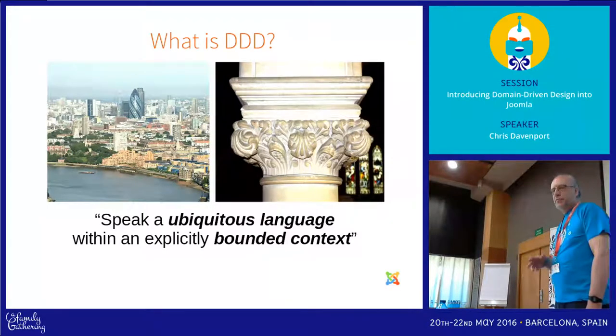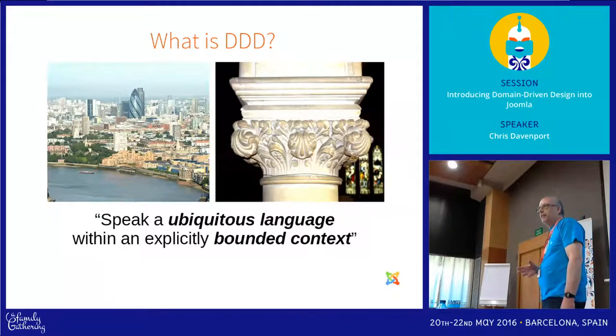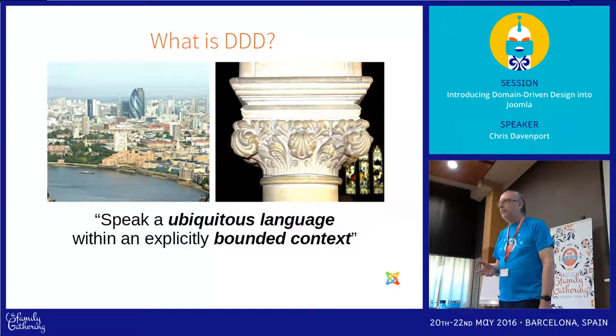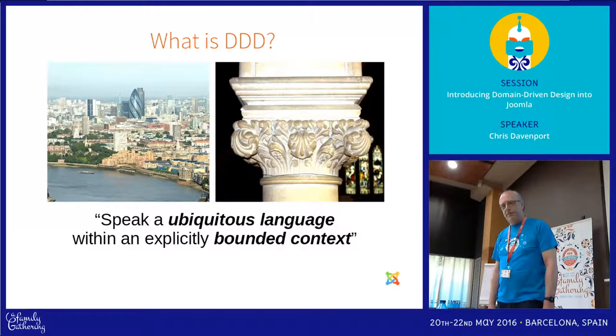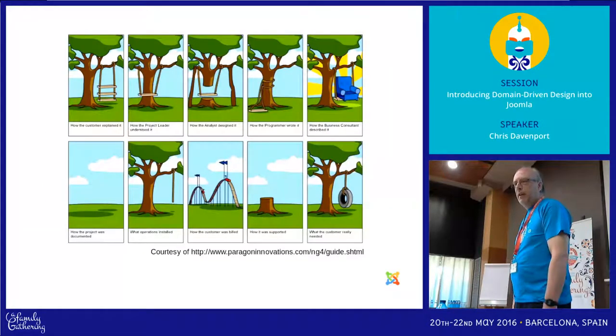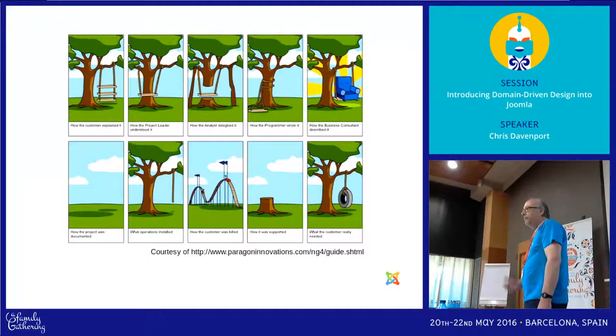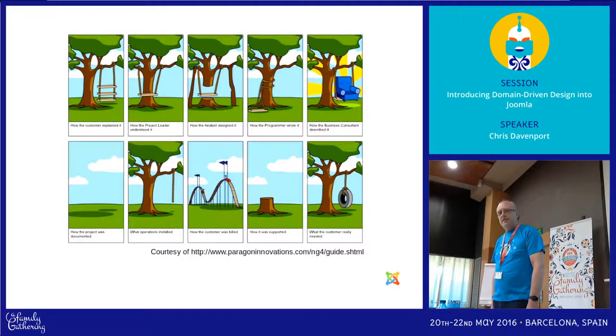So for example, if we're talking about the word capital, then it means one thing if we're talking about cities, but it means something else if we're talking about architecture. So when we define that ubiquitous language, we also have to define the context in which it applies. And the reason that's important is because we want to avoid situations like this.